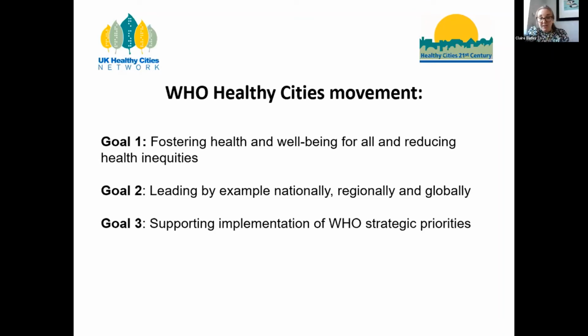And it's got three basic principles for this phase. It operates in 5-year phases. So it's to reduce health inequalities, lead by example at city level, and also feed that in regionally and nationally, and to support WHO strategic priorities as well.